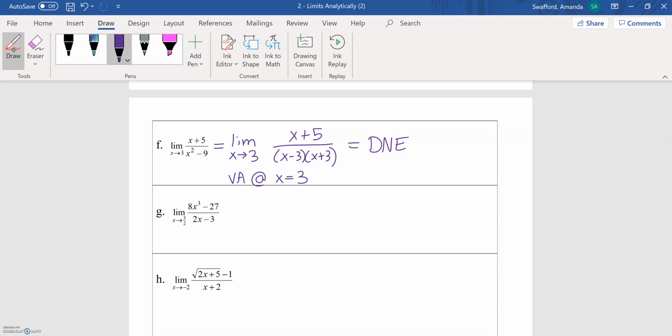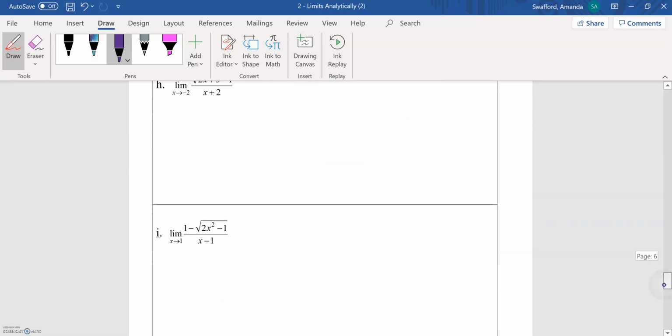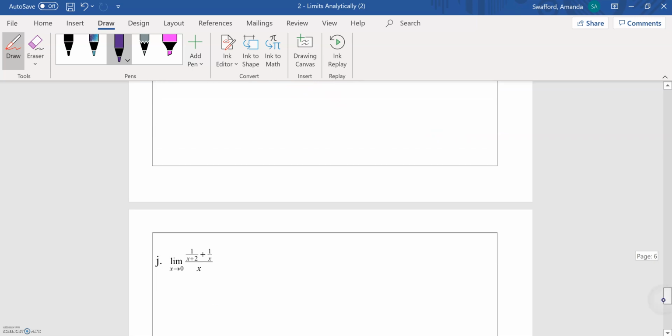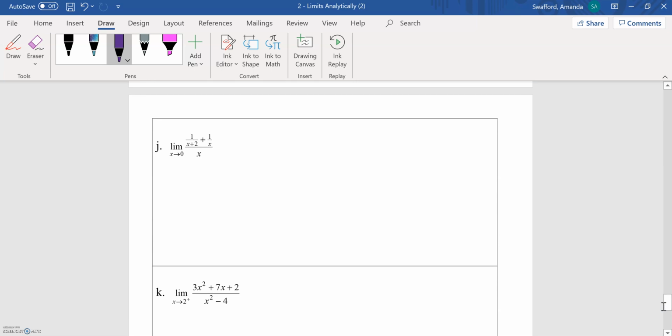Part G, I'm not going to take time to go over, but you do need to recognize that this is the difference of two cubes. So you're going to factor this one, but you'll need to remember the factoring pattern for the difference of two cubes. I'm going to skip H and I. Here for H and for I, you would use the conjugate method. So you have an example like that I've already gone over. So I'm going to skip ahead to J, we need to get a common denominator here. For K, you can try to factor and reduce.